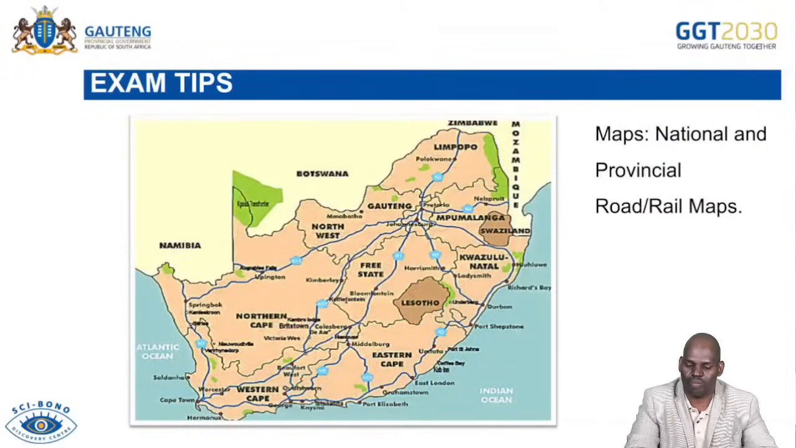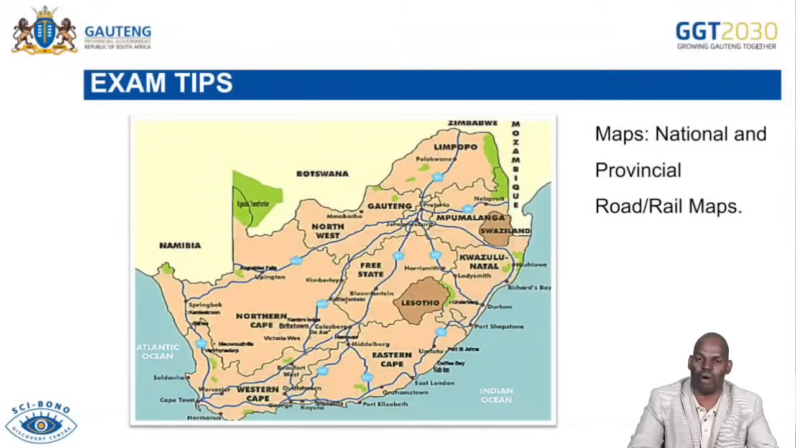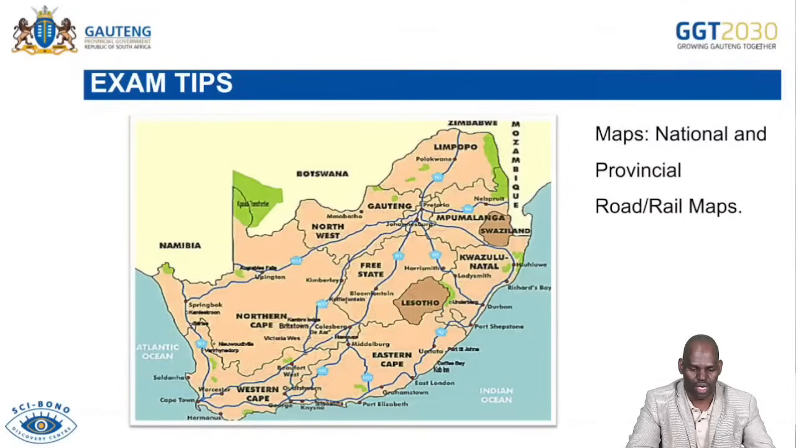Okay, then of course we've got maps, national and provincial. Remember we spoke about the national roads and the provincial roads. The national roads are denoted by the letter N, like N1, N2, N3, and so on. But the regional roads are denoted by the capital letter R. And the municipal roads are indicated by the capital letter M.